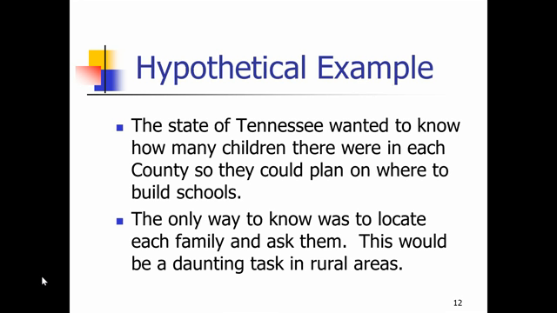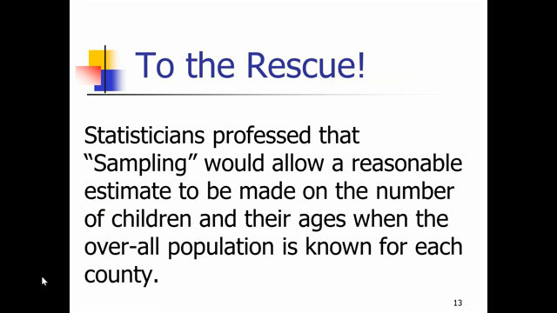Let's look at a hypothetical example. Let's say around 1915 the state of Tennessee wanted to know how many children there were in each county so they could plan on where to build schools. The only way that they knew how to do this was to locate each family and ask them how many children they had. This would be a daunting task, especially in the rural areas. However, statistics came to the rescue. Statisticians professed that sampling would allow them to form a reasonable estimate based on the number of children and their ages when the overall population is known for each county.